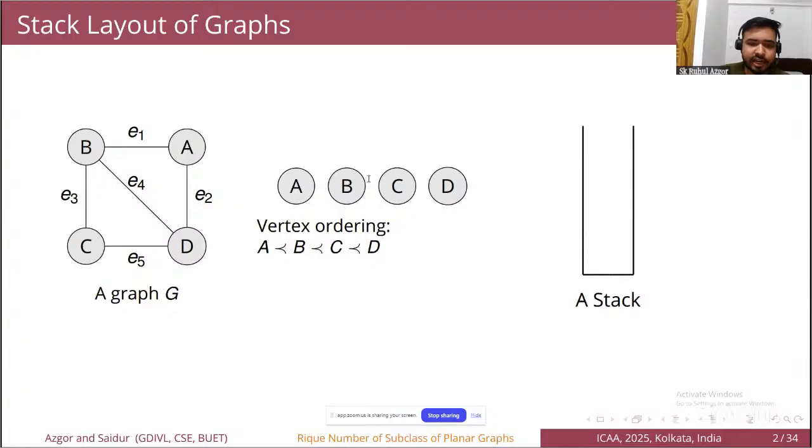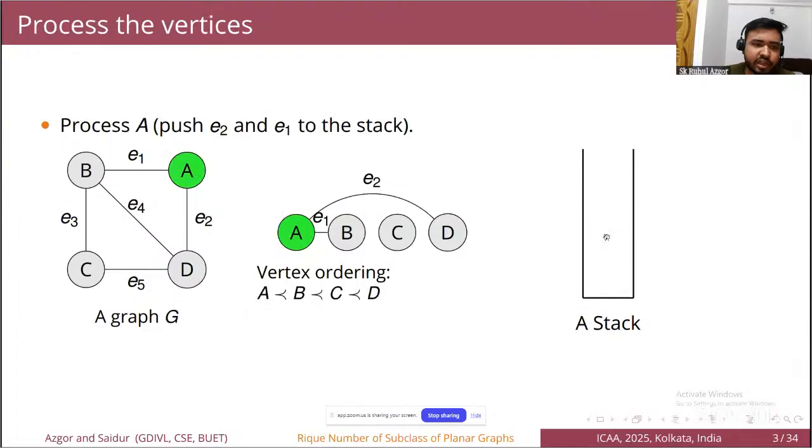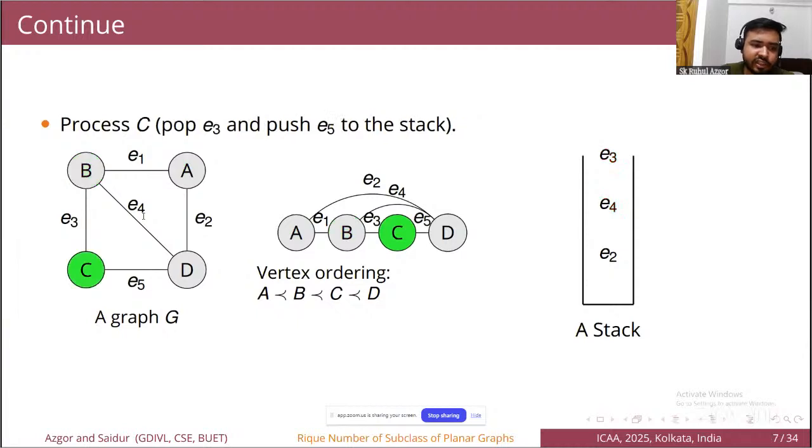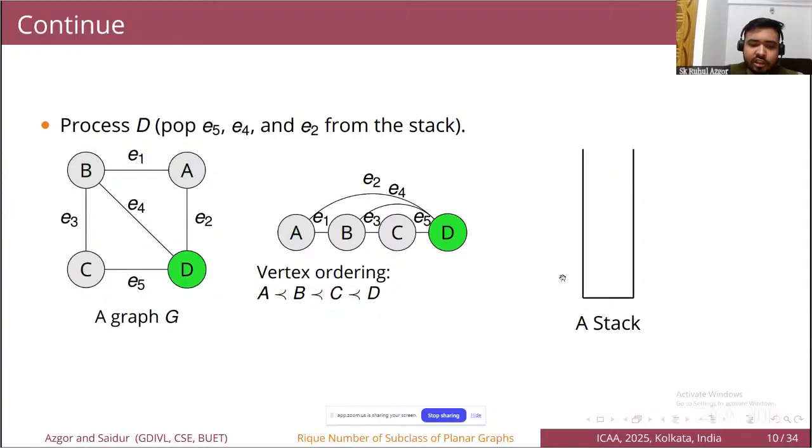So what does processing a vertex mean? To process a vertex means to pop existing edges from the stack and push new edges into the stack. For example, if we process this graph using this order and this stack, we first process the vertex A, and to do so, we push the edges E1 and E2 into the stack. Then to process the vertex B, we pop the edge E1 and push E3 and E4 into the stack. To process the vertex C, we pop the edge E3 and push E5, and at D we pop all the existing edges. So we can see that this graph can be processed using a stack, and we say that this graph admits a one-stack layout.